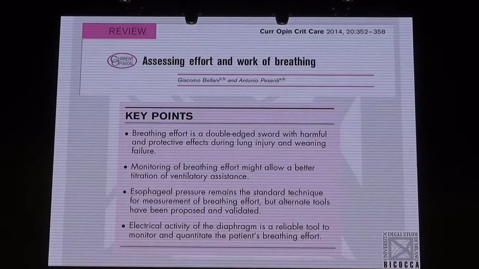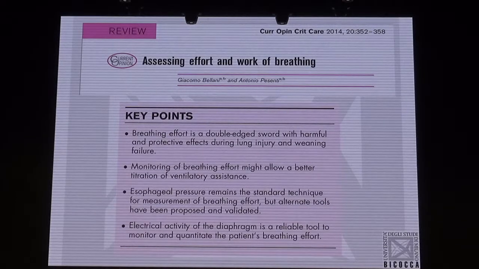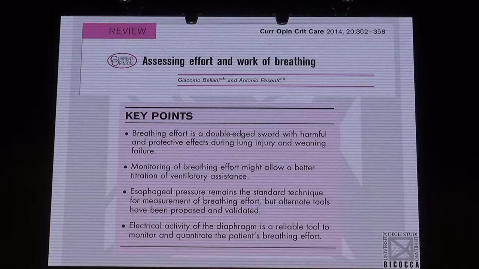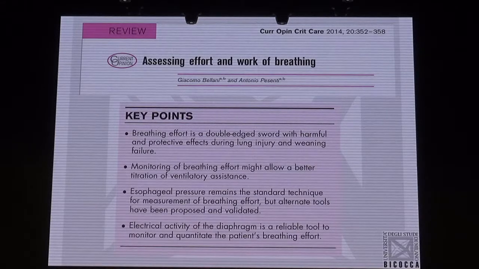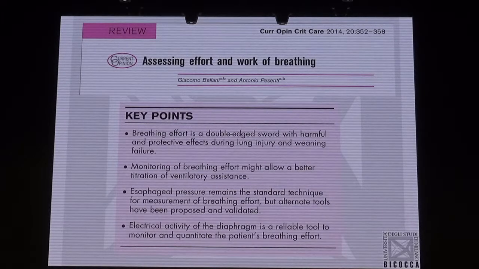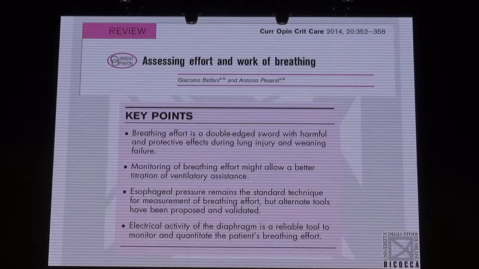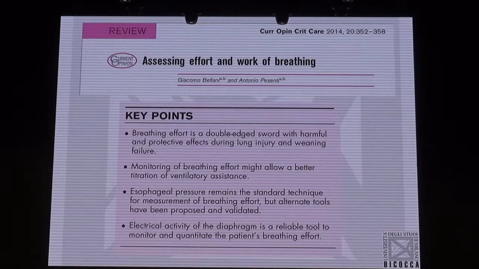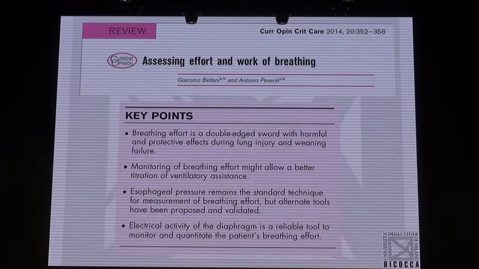And this is why we have written in this report, in this current opinion paper with my mentor Antonio Pesenti, that breathing effort is really a double-edged sword. It has some very beneficial effect, but it can also carry some risky effect. And so we have to have a rough indication of what the effort can be to titrate our ventilatory assistance. As I will show you, our standard, our solid ground is esophageal pressure, but we know that this is not that used in clinical practice, so there are alternative tools based on airway pressure or other forms of monitoring, which I will show you.